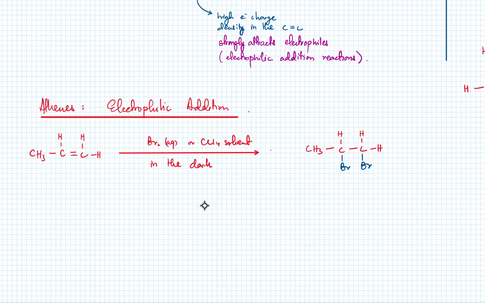And what was the importance of this reaction? It was a test for identifying alkenes.